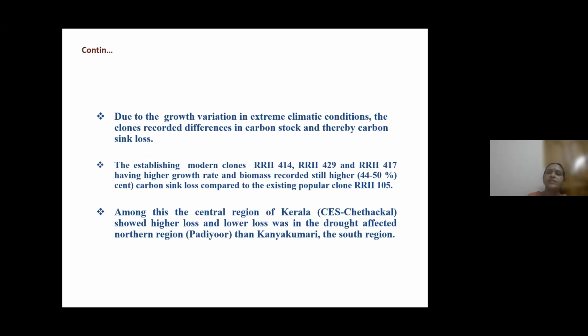Due to the growth variation in extreme climatic conditions, the clones recorded differences in carbon stock and thereby carbon sink loss. Establishing modern clones RRII 414, 429 and 417, having higher growth rate and biomass, recorded still higher, that is 44 to 50% carbon sink loss compared to the existing popular clone RRII 105. Among the regions, the central region of Kerala, Chethackal, is showing higher loss, and the lower loss was in the drought-affected northern region, Padiyoor, than Kanyakumari, which is the southern region.